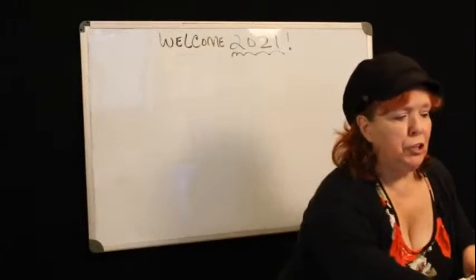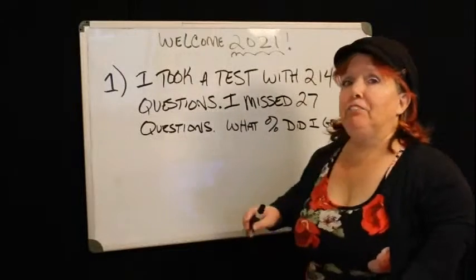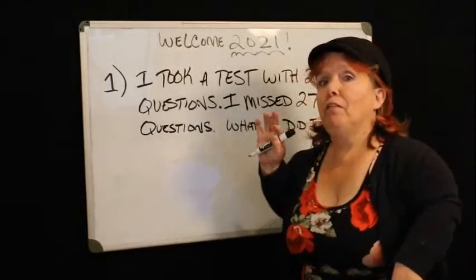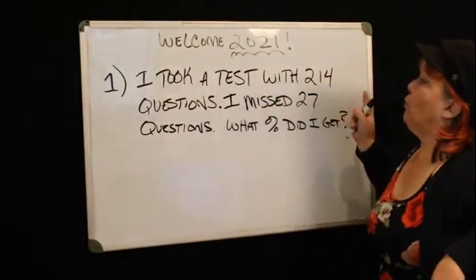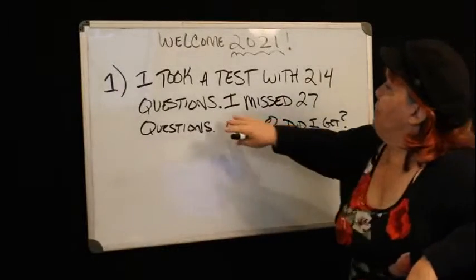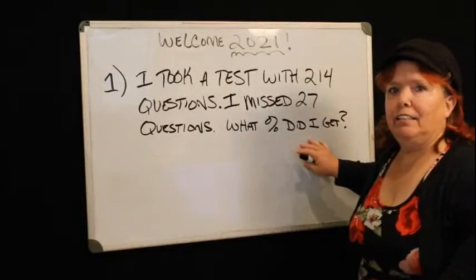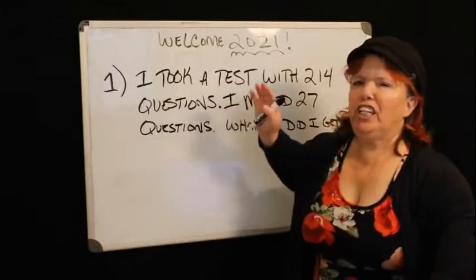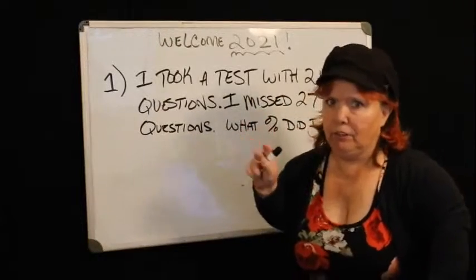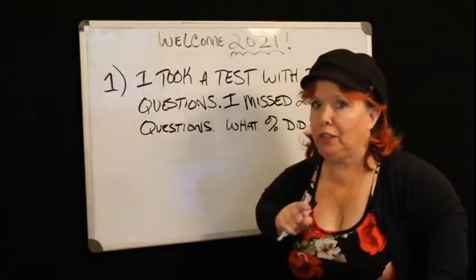We're going to do the first review question. So here we go. The first question. This is where we need to find the percentage of the part. So I took a test with 214 questions. I missed 27 questions. What's going to be my percent? What percent did I get on this test, if every question is worth only 1 point? Every question has to be worth the same points in order for this to work. So I'll do the formula for you, but I'm not going to work it. I want you to do that at home.